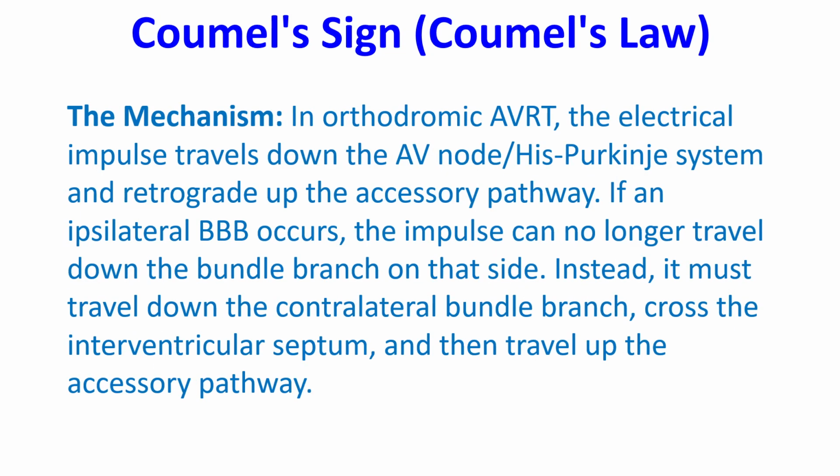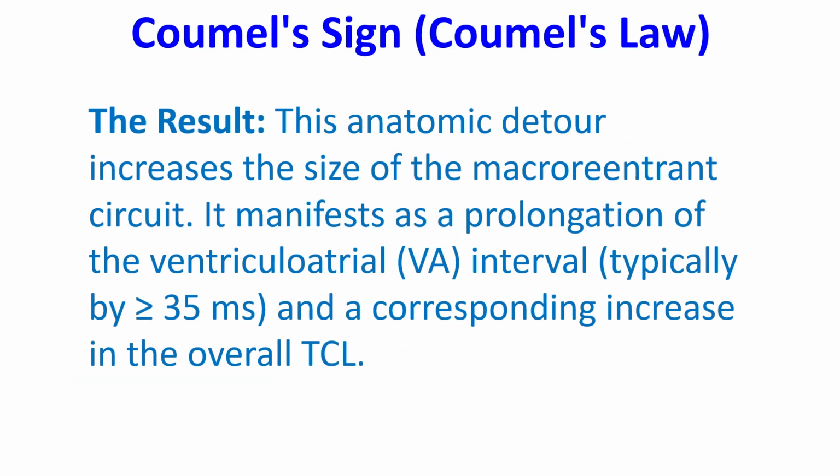In orthodromic AVRT, the electrical impulse travels down the AV node, His-Purkinje system, and retrograde up the accessory pathway. If an ipsilateral bundle branch block occurs, the impulse can no longer travel down the bundle branch on that side. Instead, it must travel down the contralateral bundle branch, cross the interventricular septum, and then travel up the accessory pathway. This anatomic detour increases the size of the macro reentrant circuit.